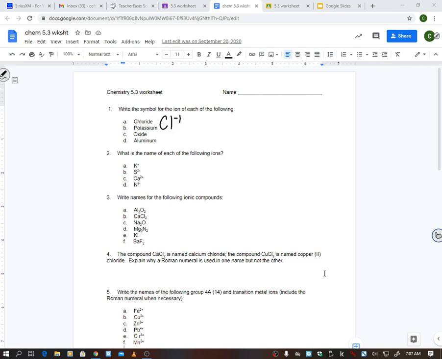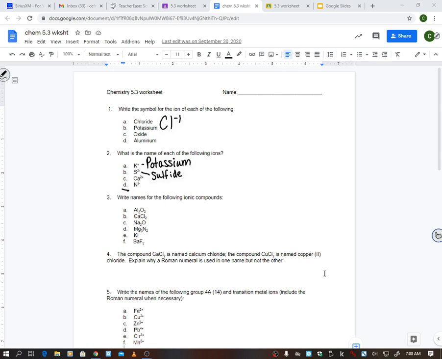On number 2, what is the name of each of the following ions? The positives are usually pretty easy because if it's a positive, you just name it like it looks on the periodic table. But if it is a negative, you are going to end it in IDE. So instead of sulfur, it is now sulfide. Nitrogen is now nitride.